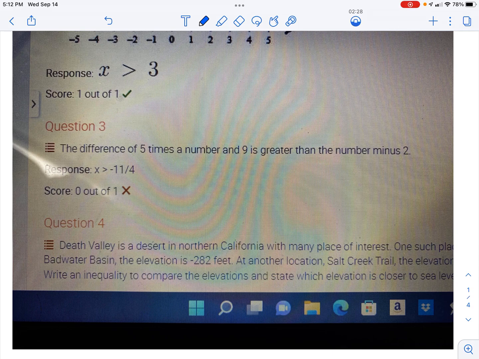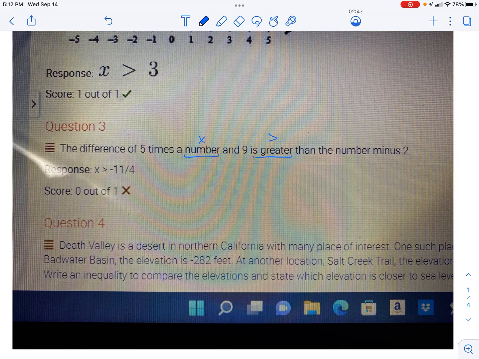So the difference of 5 times a number and 9 is greater than the number minus 2. Well, first of all, I want this number right here. We're just going to call that x. So when we're writing out our inequality statement, and I know it's an inequality statement because we see is greater here, so we're going to have the greater sign there.